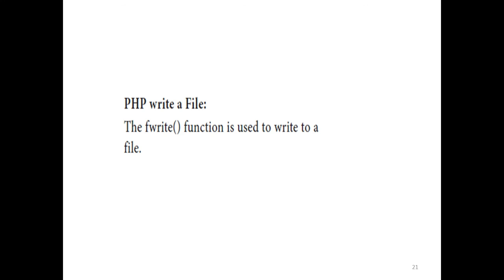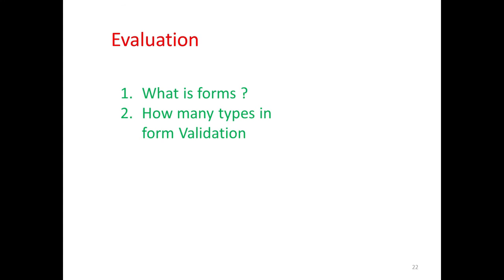Before this, in your book, if you refer to the book, some examples are given. You should properly show them in our lab after some process, after you deal with it in the lab. Okay, evaluation. What is a form? How many types of form validation are there? After seeing the clip thoroughly, then you go through the answer.